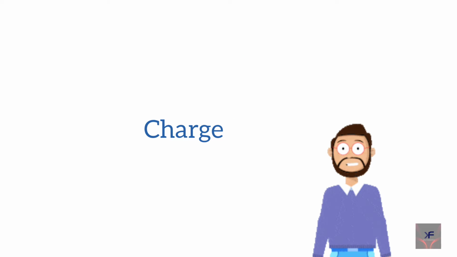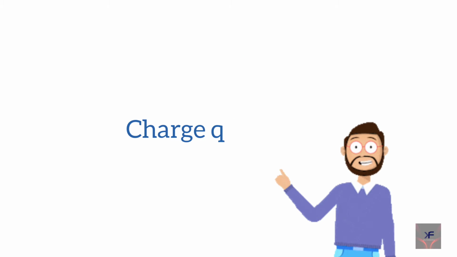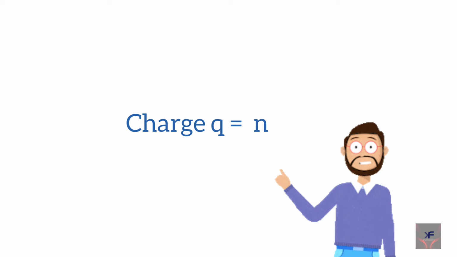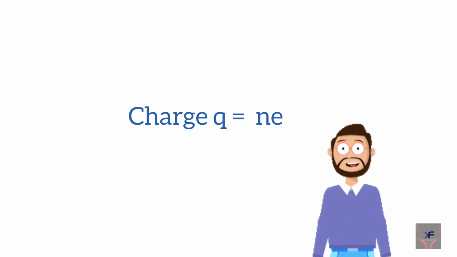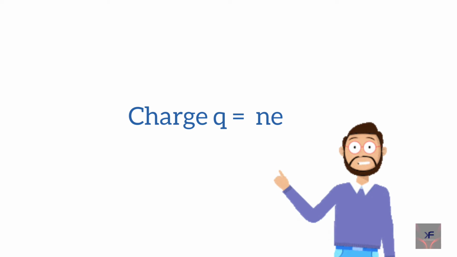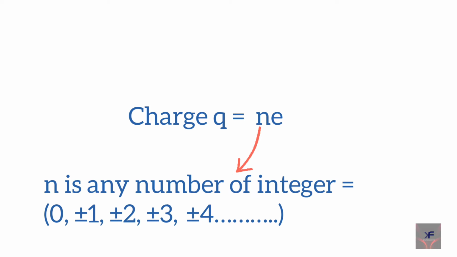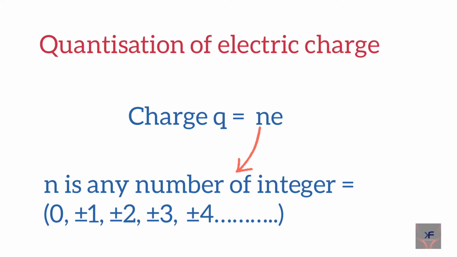Now let's consider a charge by naming it as small q. So to calculate the charge q, the number of electrons n is multiplied by the value of the electron charge. Therefore, q equals n times e. Here n is any integer: 0, ±1, ±2, ±3, ±4, and so on. This is called quantization of electric charge.